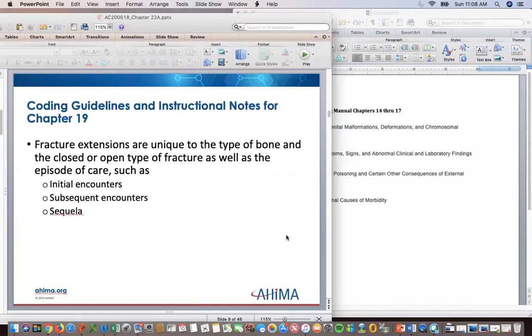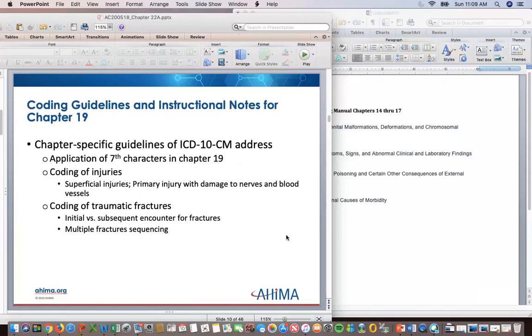Then, fracture extensions are unique to the type of bone. Their codes are open as well as episode of care. Is it their initial encounter? Are they coming back to have the cast removed? Are they having issues? Or sequela? Is there a residual or maybe a malunion of a fracture that didn't heal right?